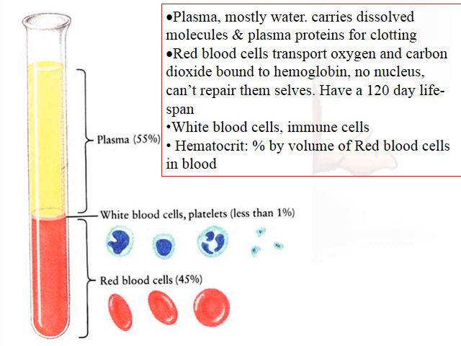It carries dissolved molecules and plasma proteins for clotting. Red blood cells transport oxygen and carbon dioxide, which are bound to hemoglobin. They have no nucleus, they can repair themselves, and they have a 120-day lifespan. White blood cells are classified as the immune cells. Hematocrit, please pay attention to this. Hematocrit is the percentage by volume of red blood cells in blood.